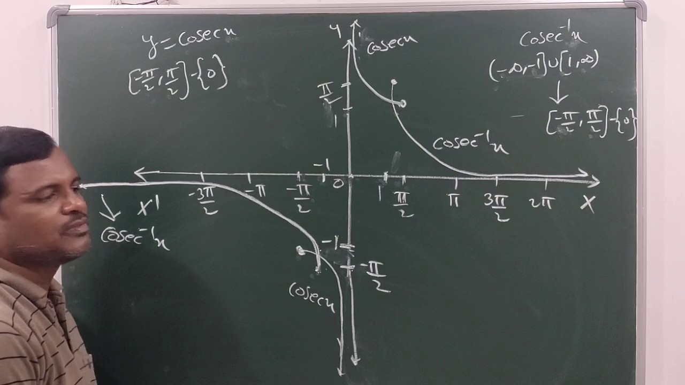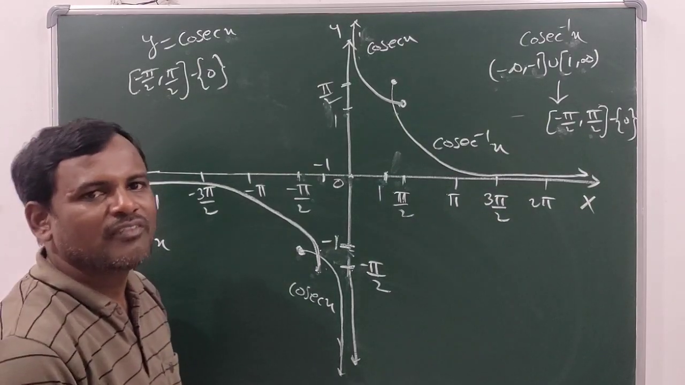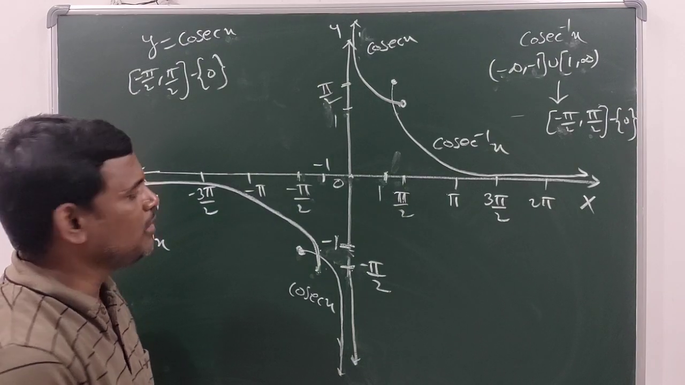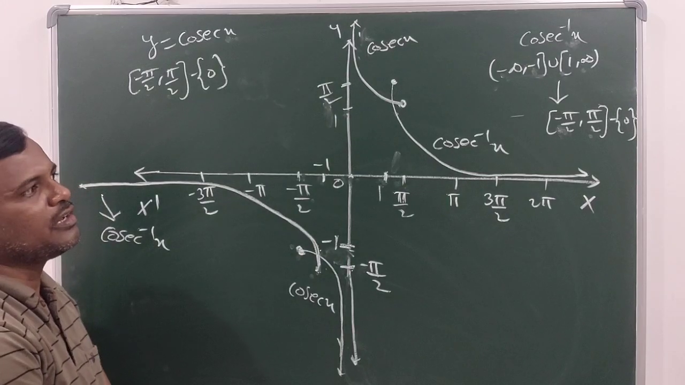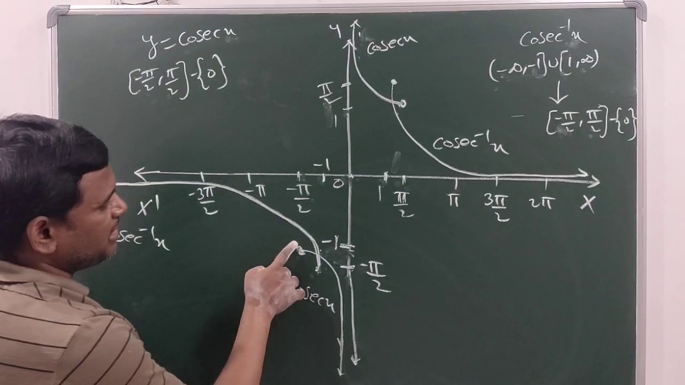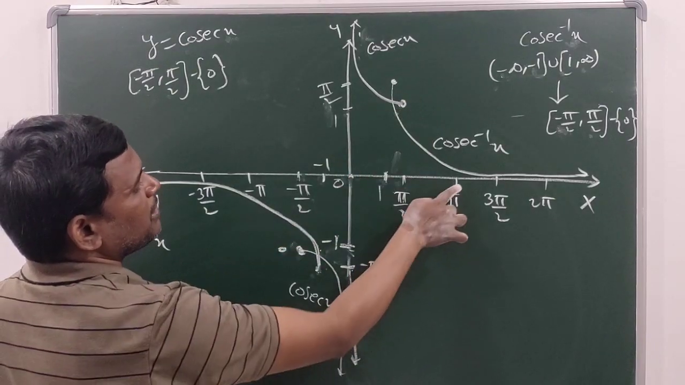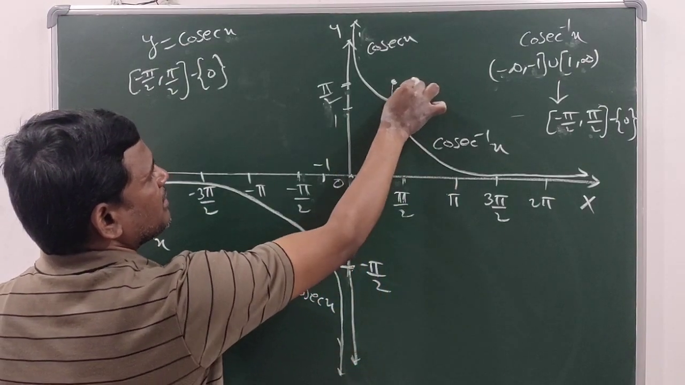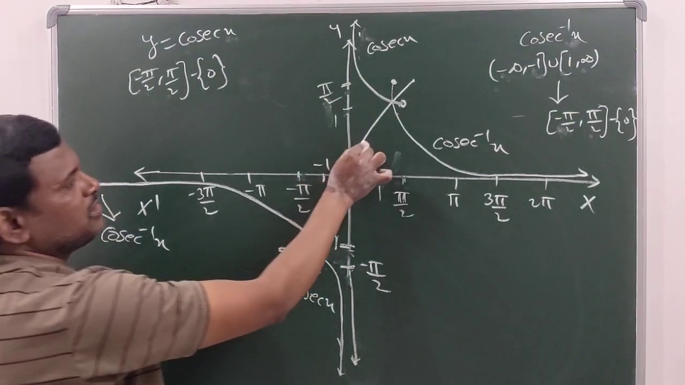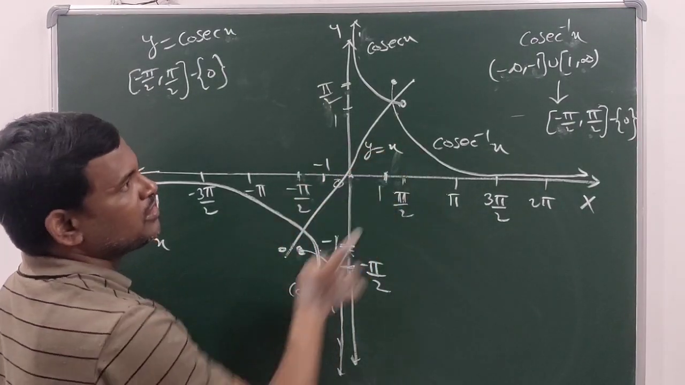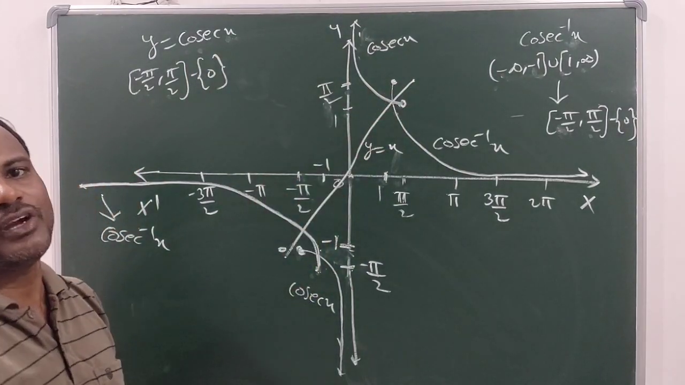Okay, students. Both are mirror images with respect to y equal to x. Take minus 90 here to plus 90, and here plus 90 to here 90. So this is the y equal to x line. Both functions are mirror images with respect to the y equal to x line.